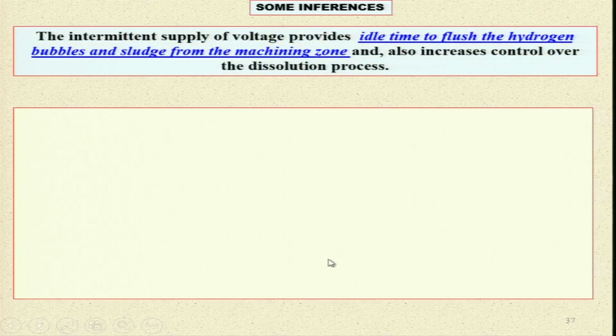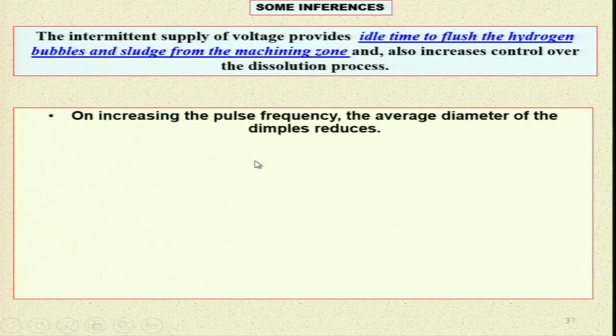Some inferences are there. The intermittent supply of voltage provides ideal time to flush the hydrogen bubbles and sludge from the machining zone, and also increases control over the dissolution process, because whenever you are having the pulse power supply, you are providing the time for the removal of hydrogen bubbles and sludge from the interelectrode gap. If it is a continuous DC, then this characteristic will not be there.